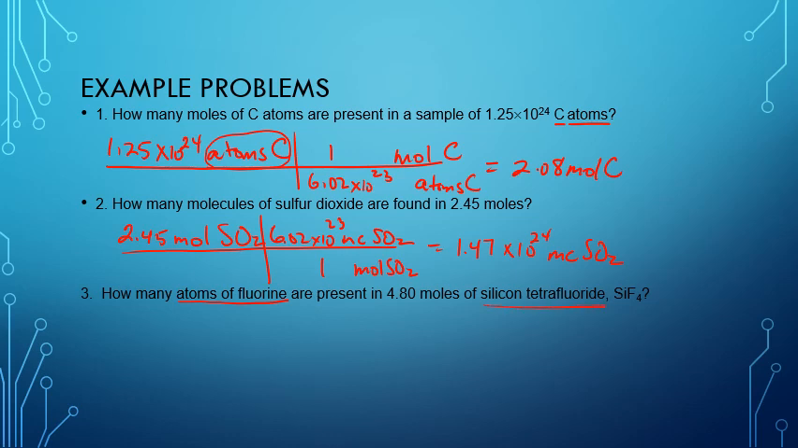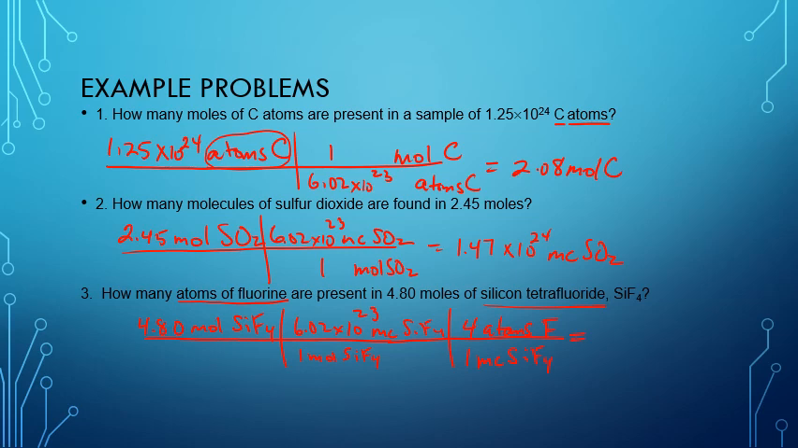So this one just has one little extra step that we're going to take, and so I'm going to start by having 4.80 moles silicon tetrafluoride, SiF4. So I'm going to do the same principle, same process there to start off with, and I'm going to have 1 mole of SiF4 and 6.02 times 10 to the 23rd for the number of molecules.